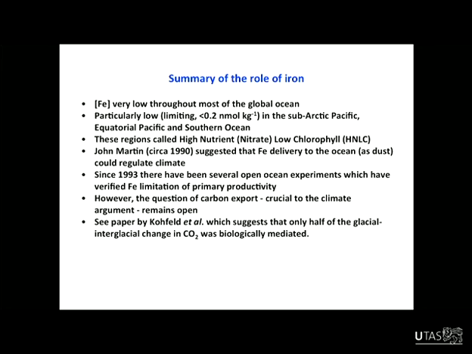And around about 1990, John Martin suggested that iron delivery to the ocean as dust was regulating climate, and that's the Vostok ice core data that I showed. Since 93, there have been at least a dozen of these open ocean iron experiments that have confirmed the role of iron in regulating productivity in these 3 large provinces.